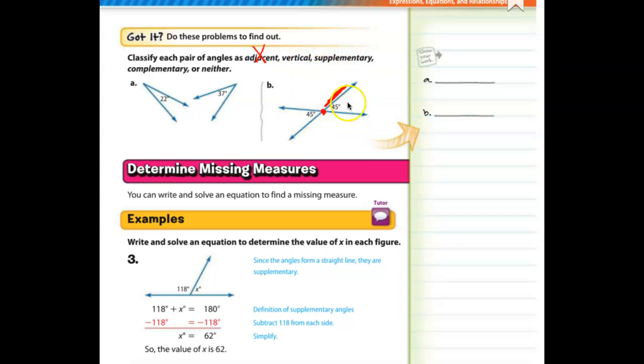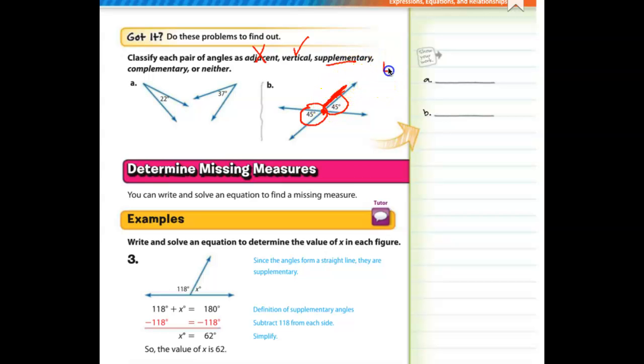Are these two angles vertical? Yes or no? If you said yes, you're correct, because they are opposite each other when two lines intersect. So these are examples of vertical angles. Now, are these particular vertical angles also supplementary? Yes or no? Now go check the definition of supplementary.